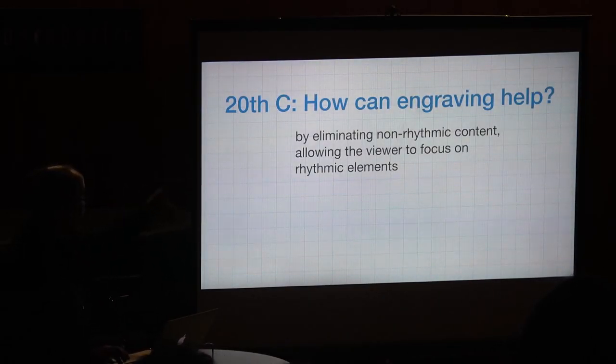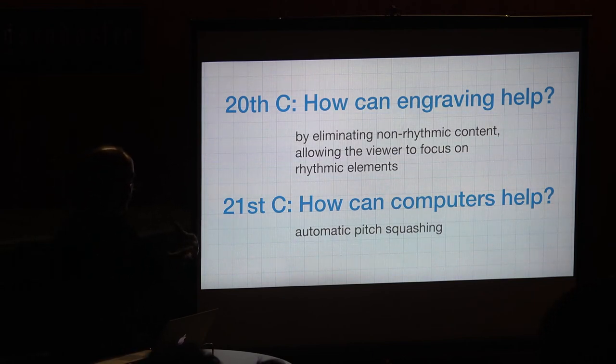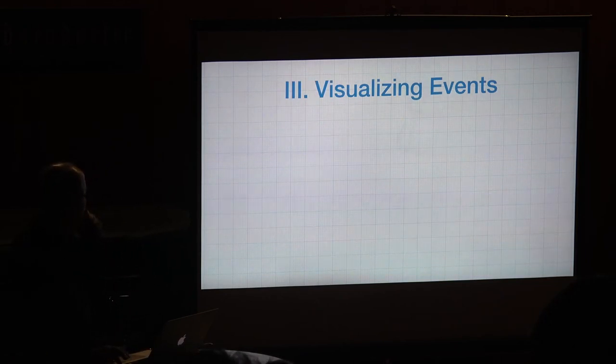So by eliminating non-rhythmic content, we allow the viewer to focus on the rhythmic elements. How can computers help? Automatic pitch squashing, right? Just take out all that pitch information, take out dynamics. We should be able to filter all of that stuff and get down to just the information that we're interested in.